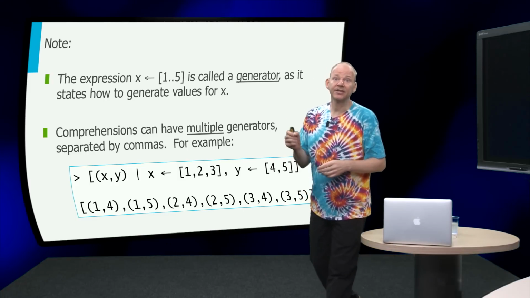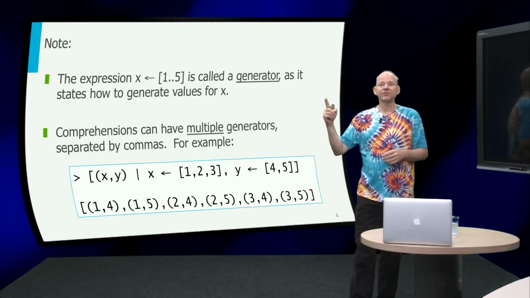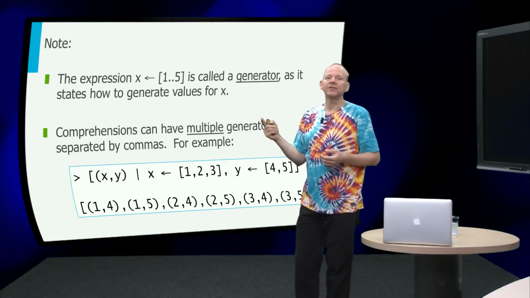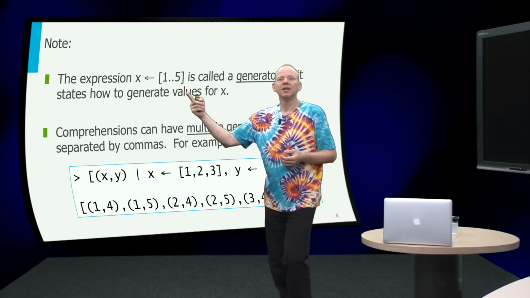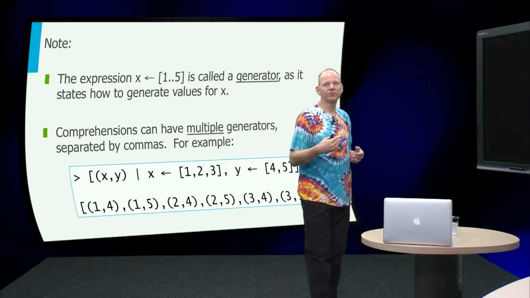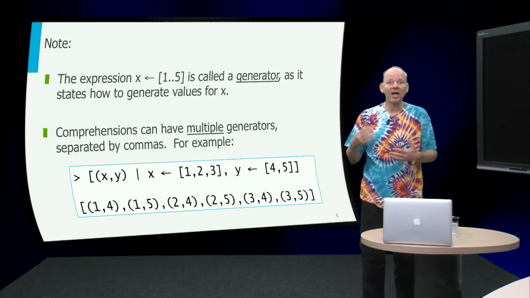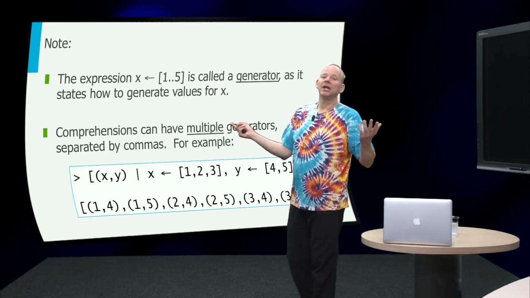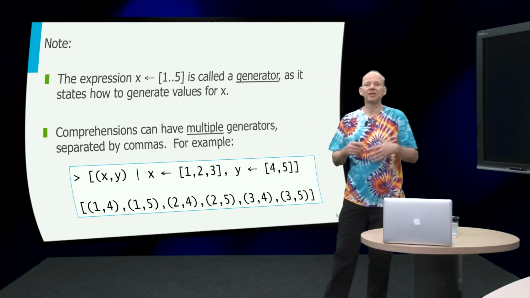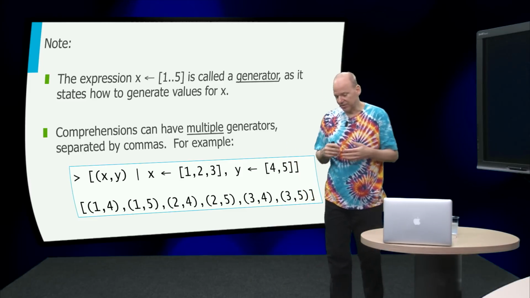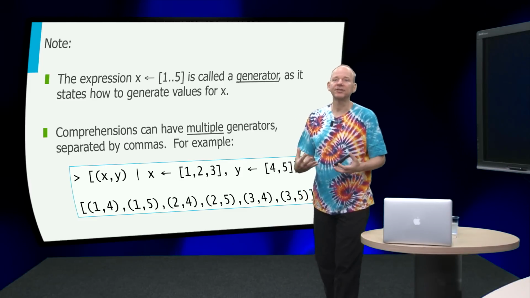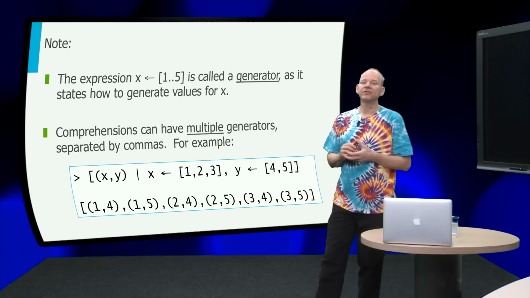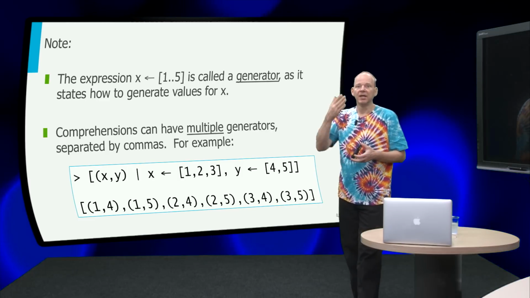The expression x taken from 1 to 5 is called a generator, because it defines how to generate values for x. Of course, since everything in Haskell, and that's a good aspect of a programming language, has to be compositional, you should be able to just recursively use the same structures over and over again.